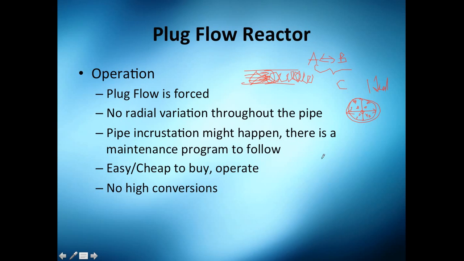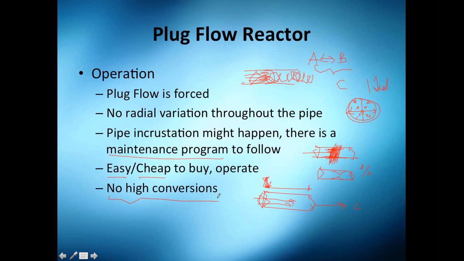Pipe incrustation may happen, so there is a maintenance program to follow. You have the pipe here and it starts getting incrustations, and eventually you need to remove them because then your pipe is going to have corrosion, or worse, your reaction is not going to be carried out, or if it is, not with the yield or conversion you want. So yes, you need maintenance programs to take care of that. The good thing here is that it's easy and cheap to buy and operate. You calculate the diameter, the size, how much flow you want and how much product you want, and you just buy it and operate it.